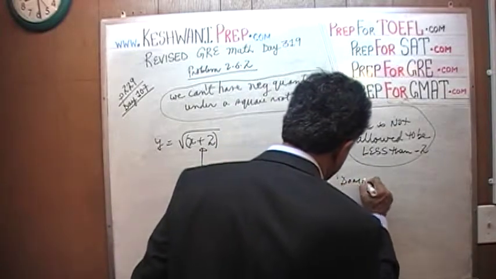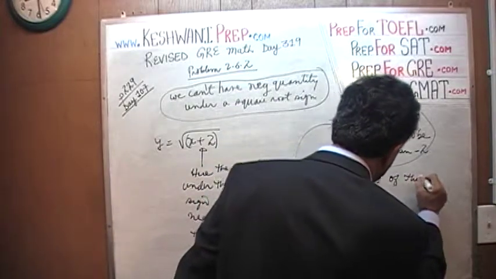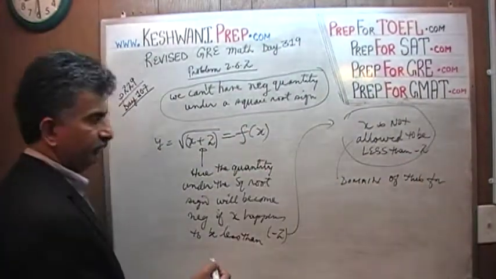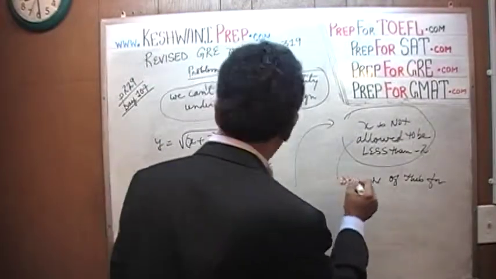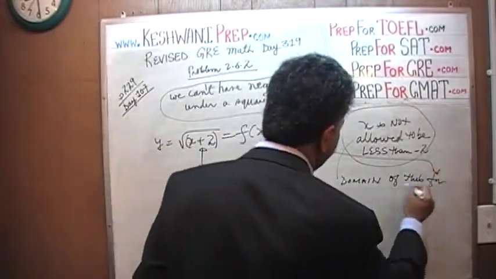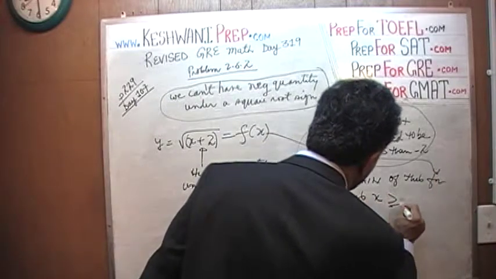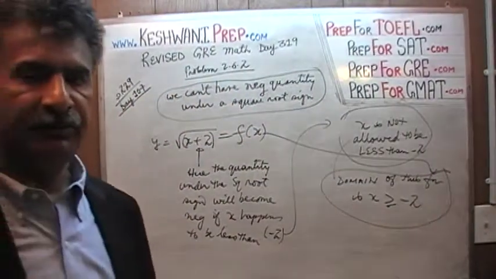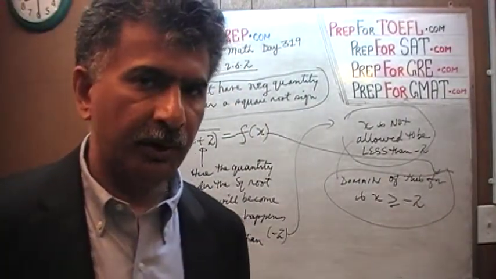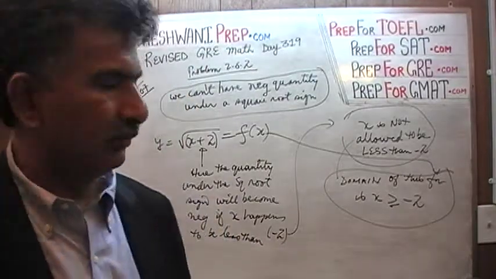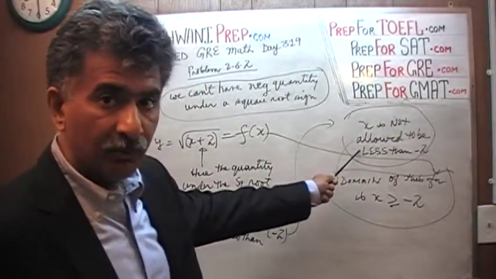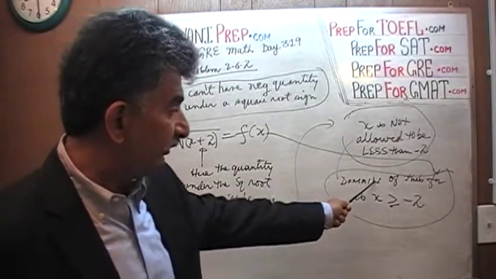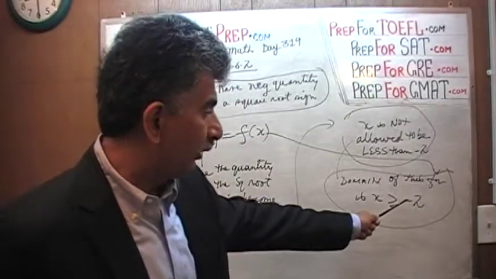In the language of mathematics we say that the domain of this function I'm talking about right here is x greater than or equal to negative 2. The domain of this function is that x has to be greater than or equal to negative 2. x cannot be less than negative 2. That's all there is.